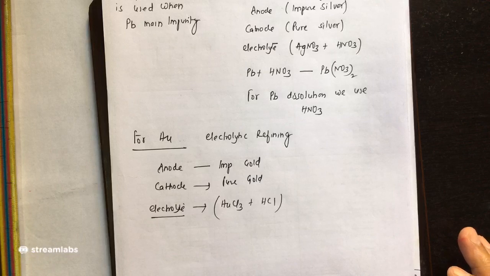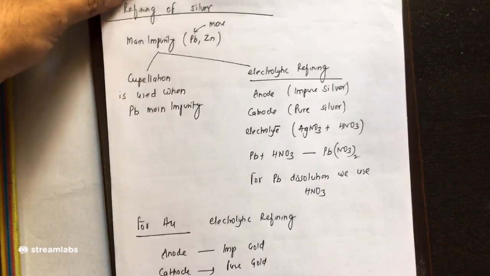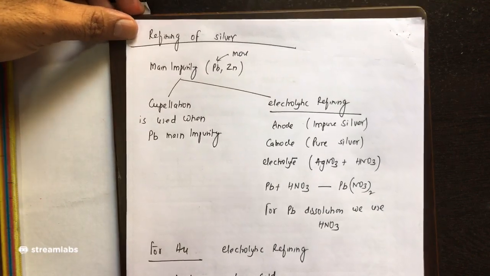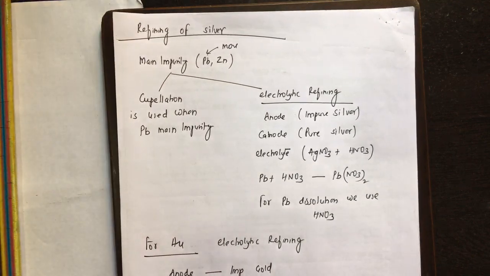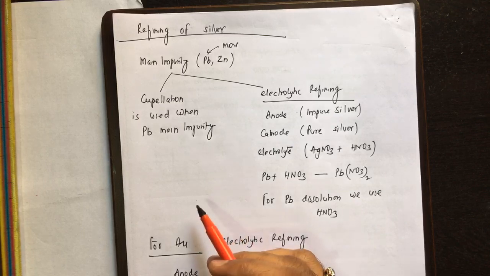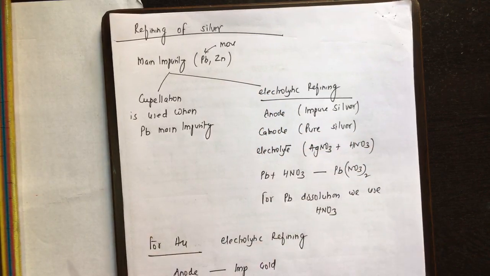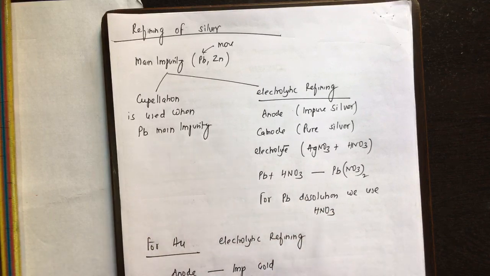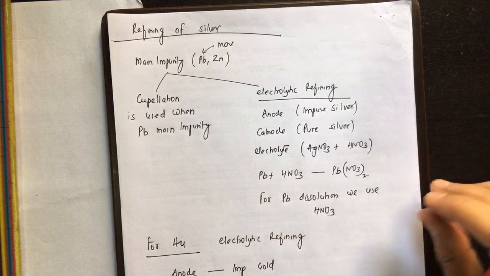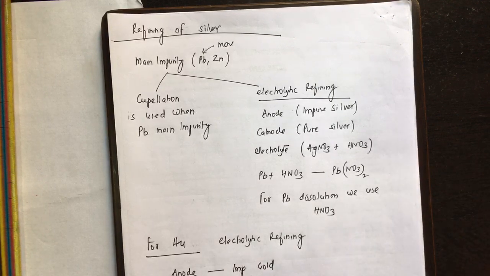Now after we get silver, what do we do? Refining of silver we do. And how is refining of silver done? In the refining of silver, the main impurity present is lead, and zinc is also an impurity. The main impurity is lead. So there are two ways. One is called cupellation. They will ask in the examination, cupellation is used when in the silver the main impurity is present as lead.